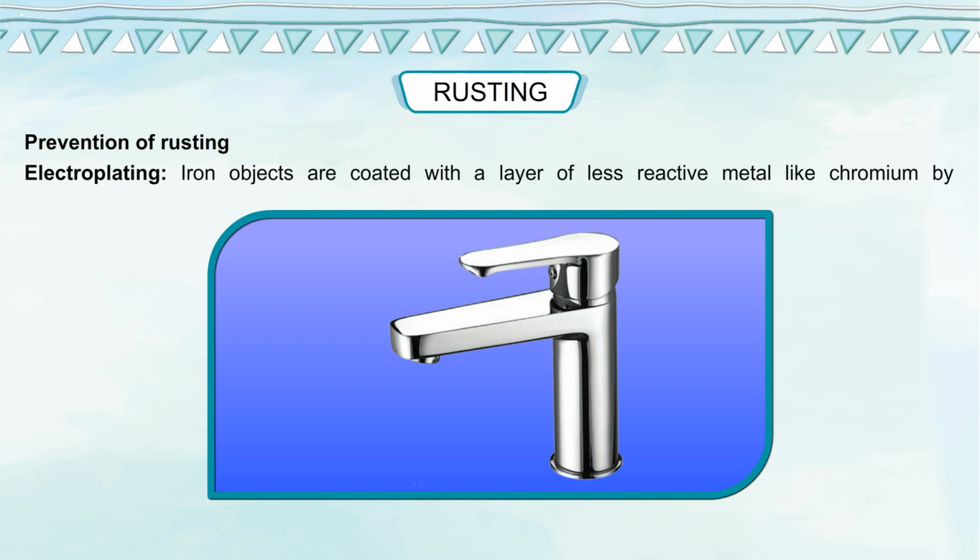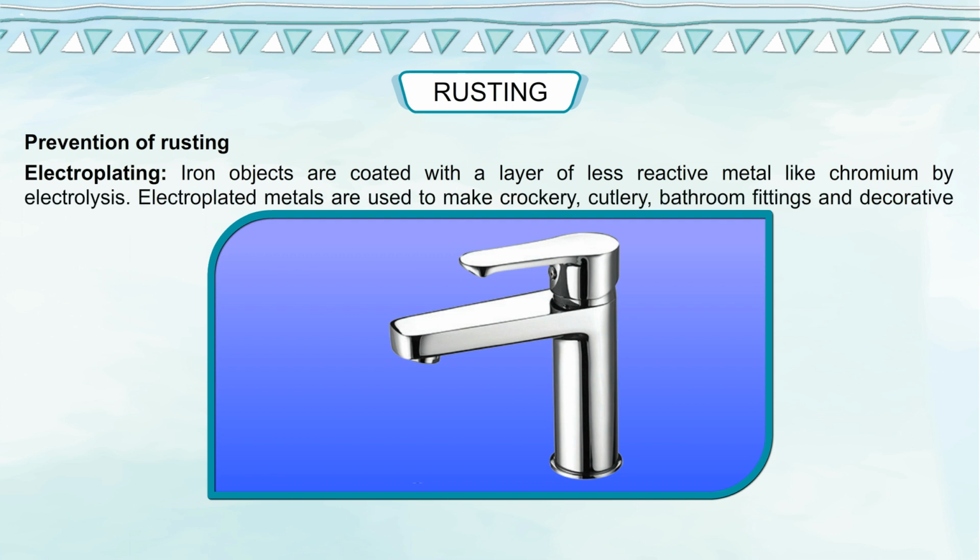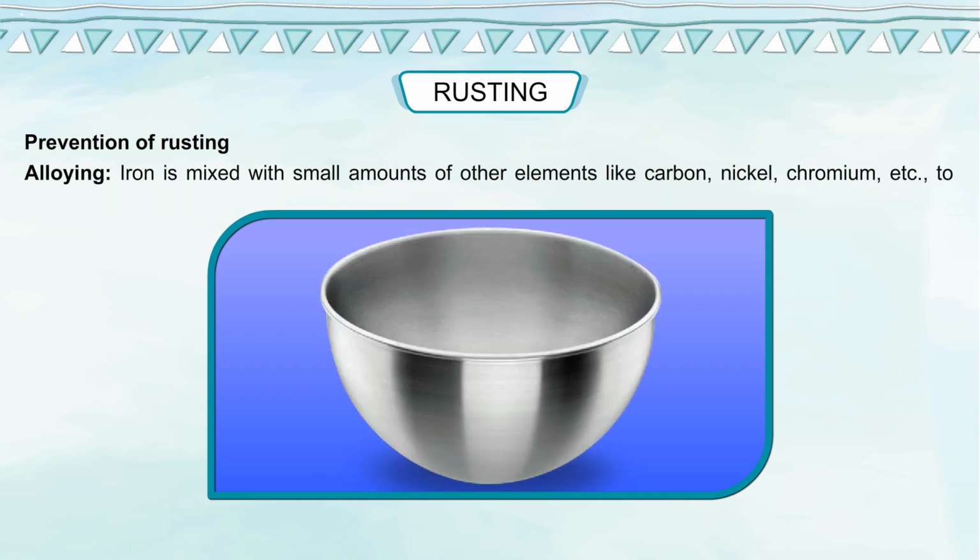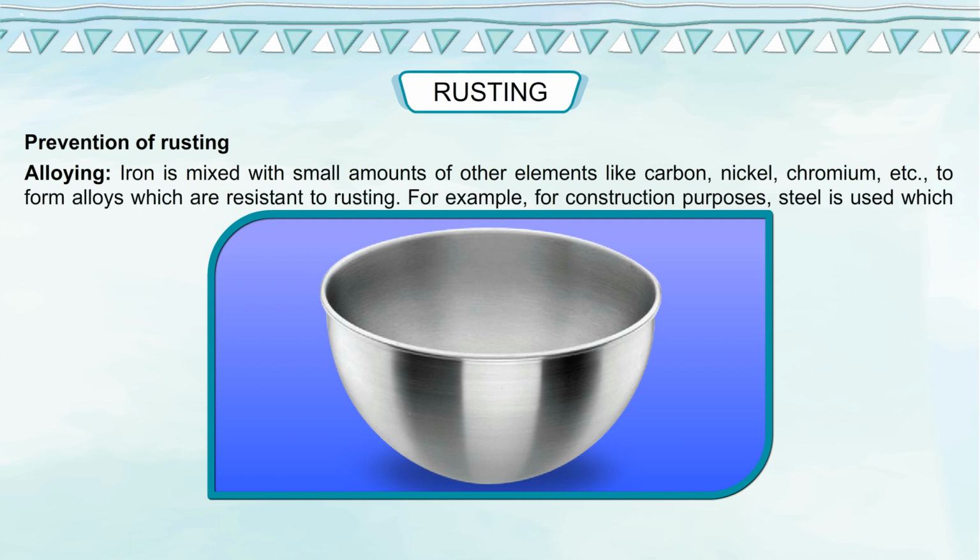Electroplating. Iron objects are coated with a layer of less reactive metal like chromium by electrolysis. Electroplated metals are used to make crockery, cutlery, bathroom fittings, and decorative things. Alloying. Iron is mixed with small amounts of other elements like carbon, nickel, chromium, etc. to form alloys which are resistant to rusting.